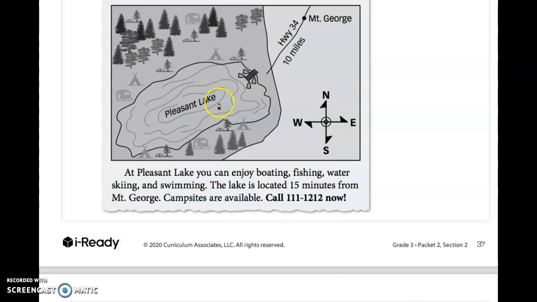Here's Pleasant Lake. Mount George says it's about 15 minutes away. I see 10 miles, and I see boating, fishing, water skiing, and swimming. So I'm looking at some of these symbols here. I see some trees, which probably means the forest, fishing, the lake, boating. I imagine you can take some boats. Looks like canoes right there next to the dock. Water skiing. And camping. So camping, it looks like a camper, or this is like a little teepee, but it'd be like a tent, right? So you could get a camper or you could do a tent around the lake.